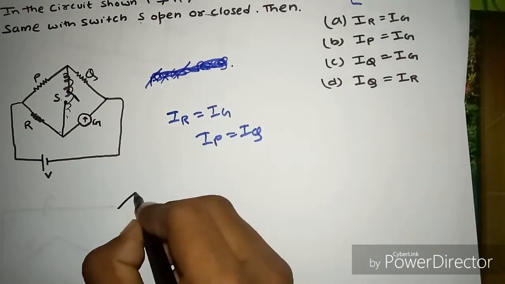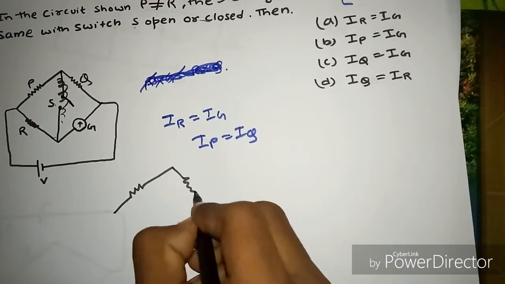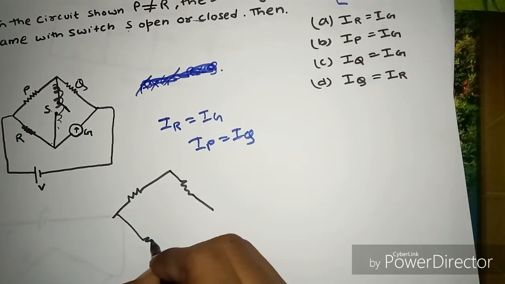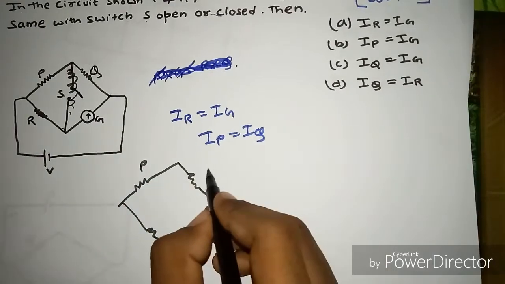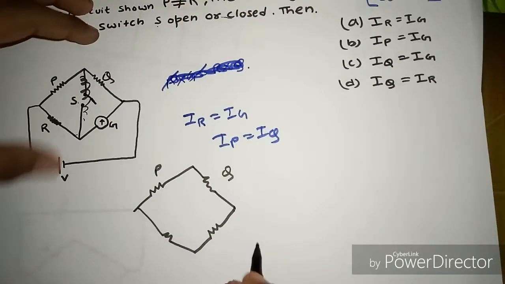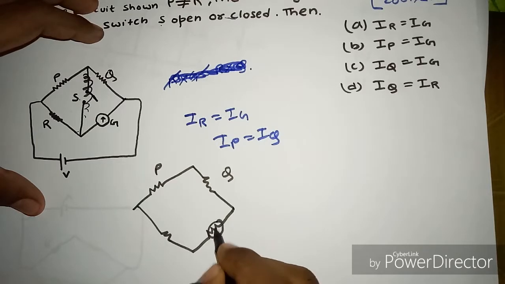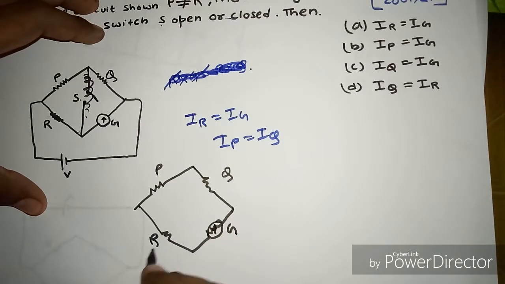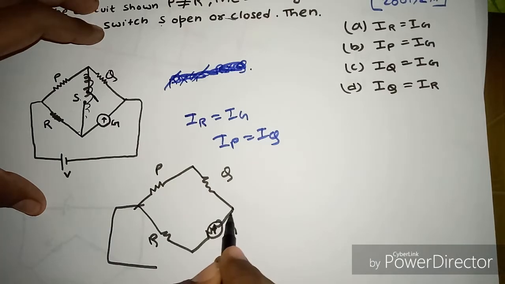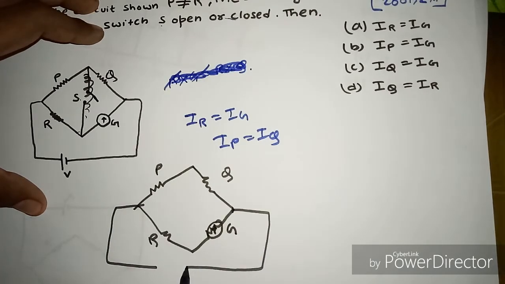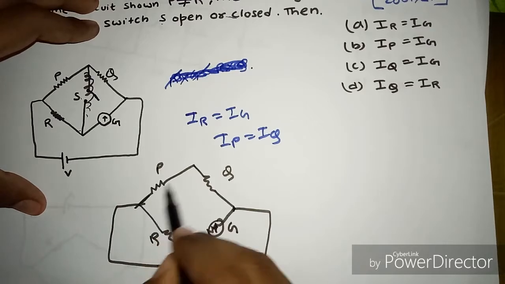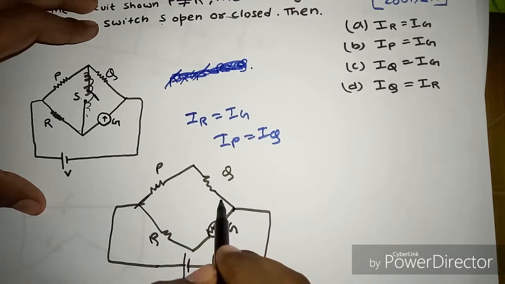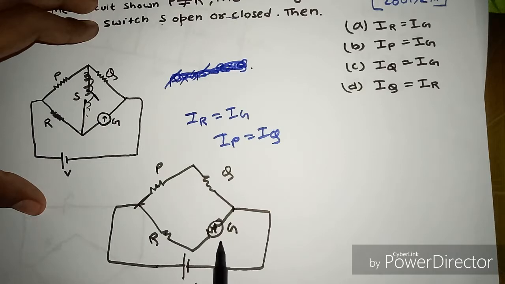Once again I am drawing this. We can draw this circuit like this. Sorry, the writing is not good. This one is G R. Once again the circuit can be drawn like this. We just remove this wire. So see, these two P and Q are in series and R and G are in series.